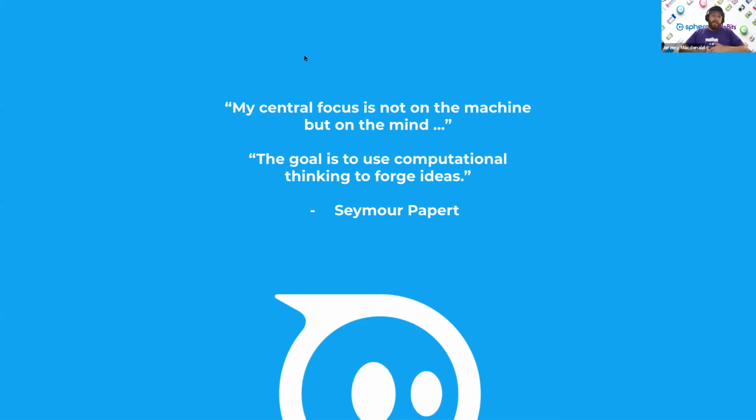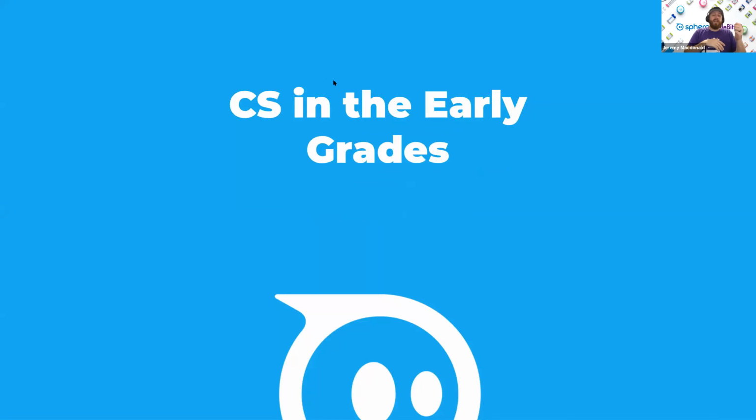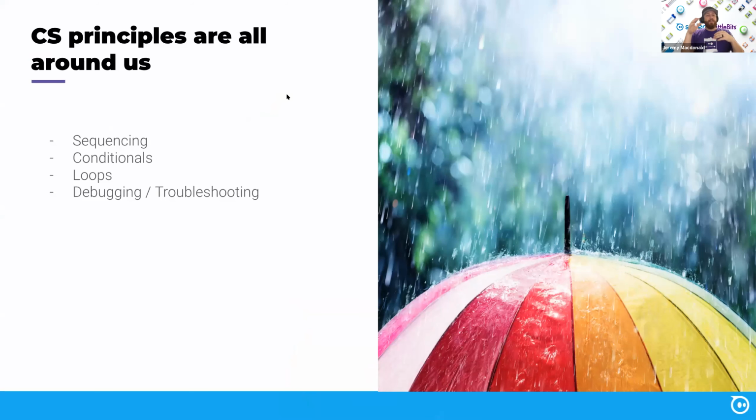But now let's go ahead and move from there. Let's take a look at how these actually look in the early grades, and then how these would really look in maybe middle school and up. So thinking about early grades, we have the idea of CS principles. Your computer science principles are all around us, if you think about it.